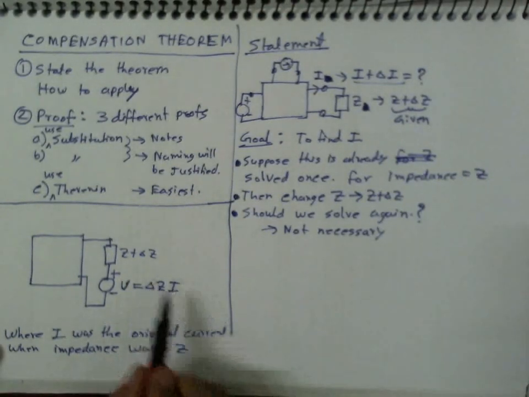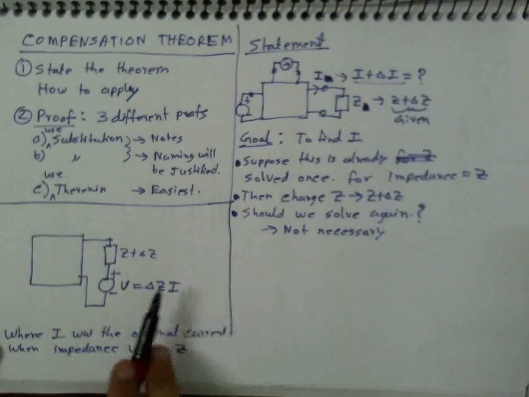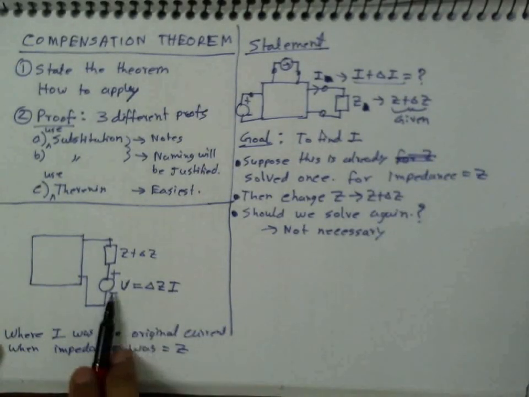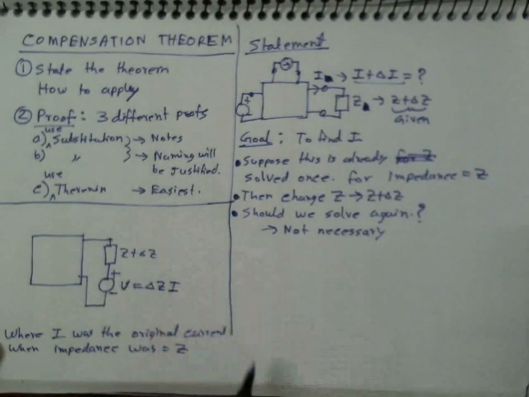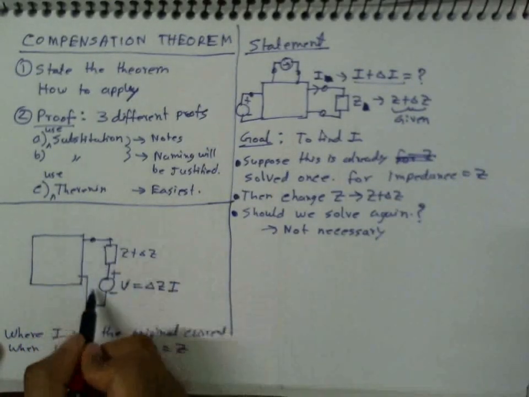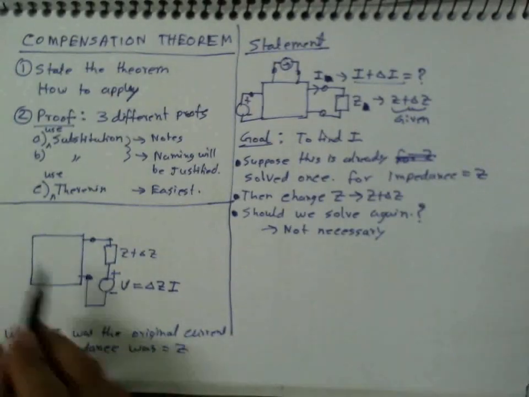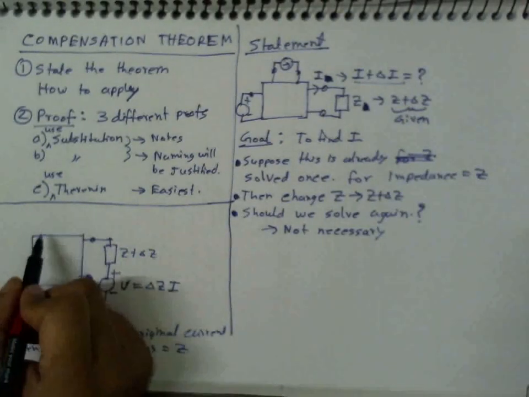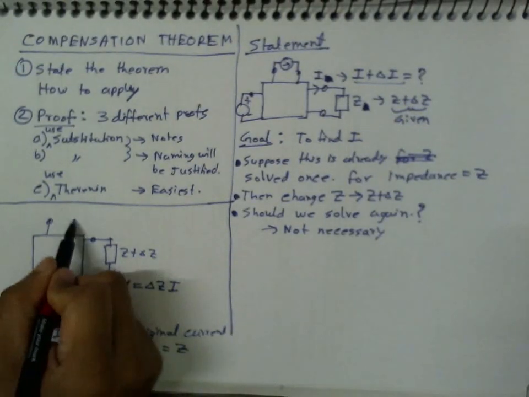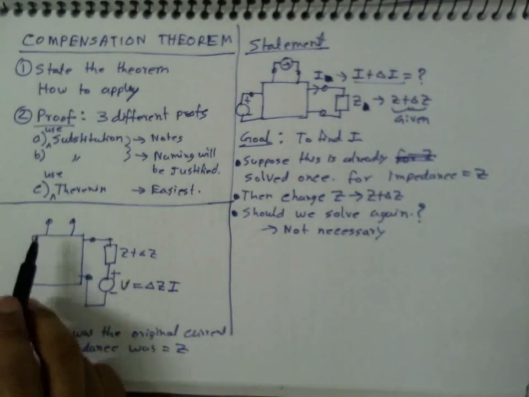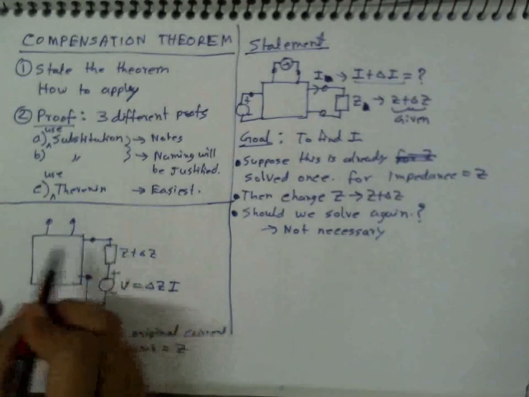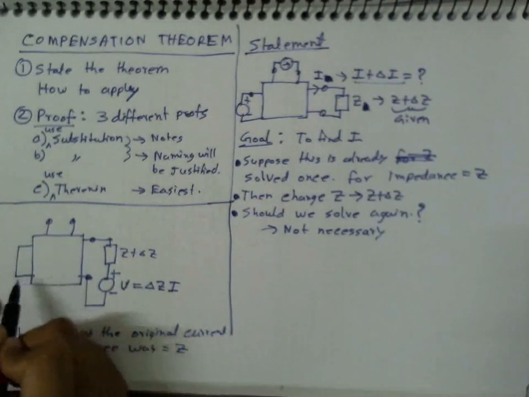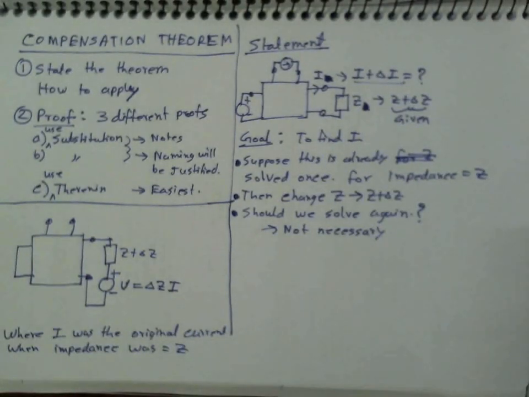So that current I multiplied by delta Z, take this voltage source, connect it in series with Z plus delta Z as shown here. And in this circuit you deactivate all the sources. So current sources are opened and voltage sources are shorted. Okay, so do this.